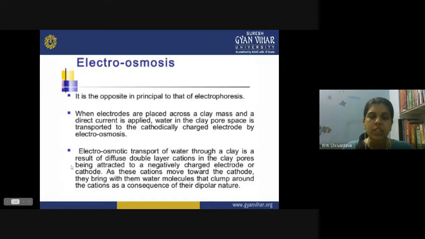So water molecules are moving through the clay pore space, and the clay pore space contains a diffuse double layer. As these cations move towards the cathode, they bring with them water molecules that clump around the cations as a consequence of their dipolar nature. So when these cations are moving, they have water molecules attached to them. So they are also making the water molecules move towards the cathode, and that is due to the simple reason that they have a dipolar nature.